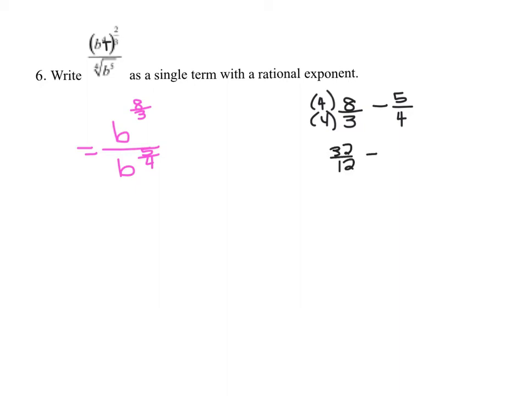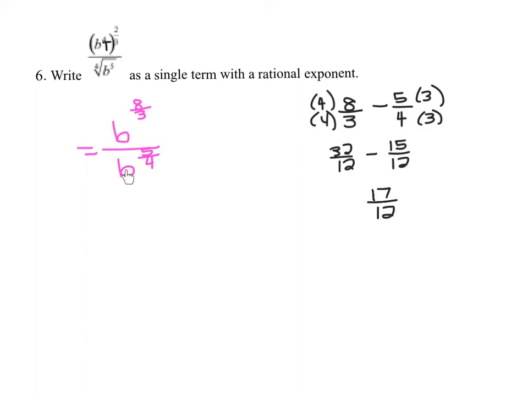And then I'll bring down my minus sign. And if I want to make this 4 into a 12, I'll multiply it by 3. And if I multiply the denominator by 3, I have to multiply the numerator by 3. So that'll leave me with 15 over 12. And then when I subtract these, you subtract the numerators and keep the denominator. 32 minus 15 is 17. So it's going to leave me with 17/12.